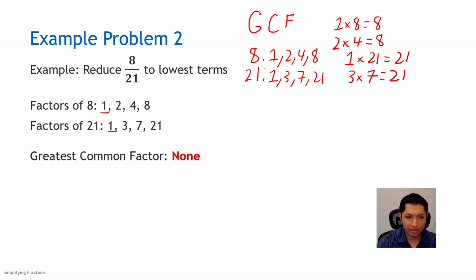So what this really means is that there is no greatest common factor, such that 8 over 21 is its simplest form. You can't reduce it any further, so 8 over 21 is a lowest term fraction.